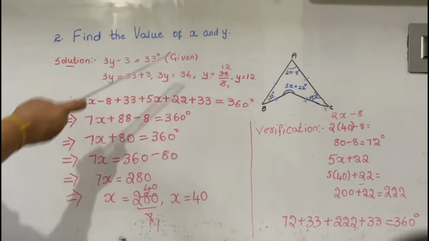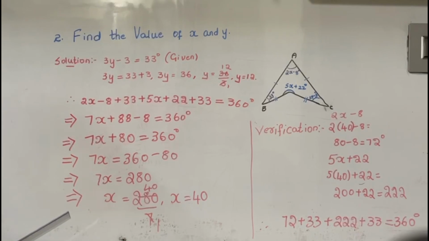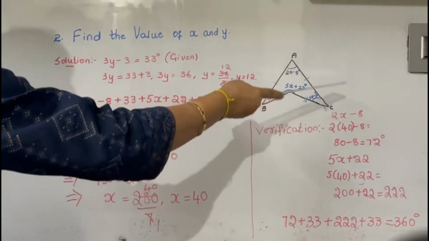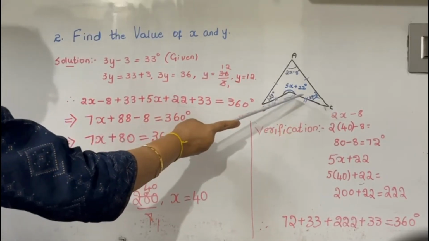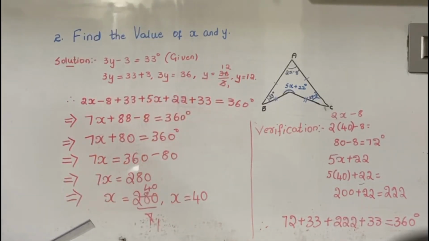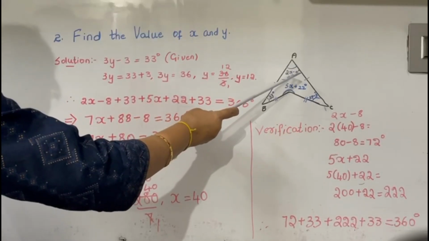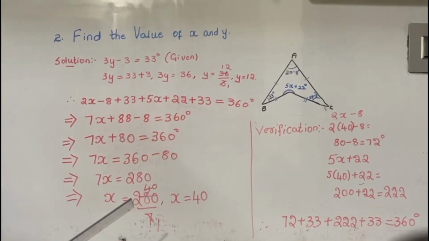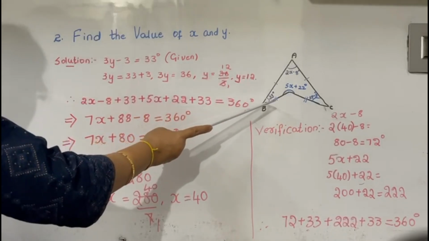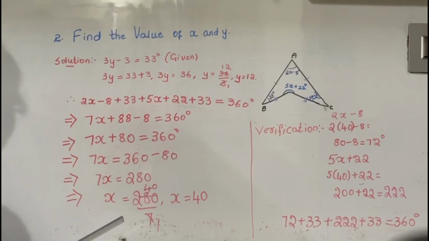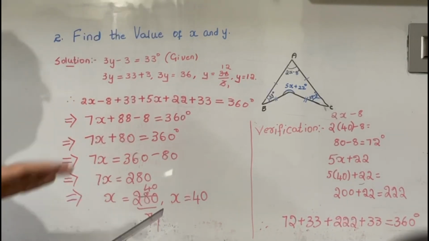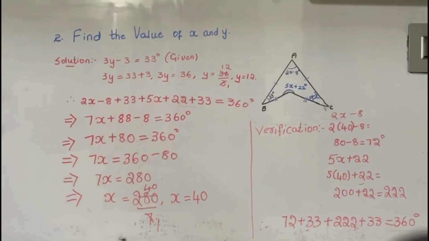Find the value of x and y. Here is a figure given, A, B, C, and they have not named this. At A, they have given the angle as 2x minus 8 degrees. This is 33 degrees. And here 3y minus 3 degrees. And here 5x plus 22 degrees. You have to find the values of x and y.